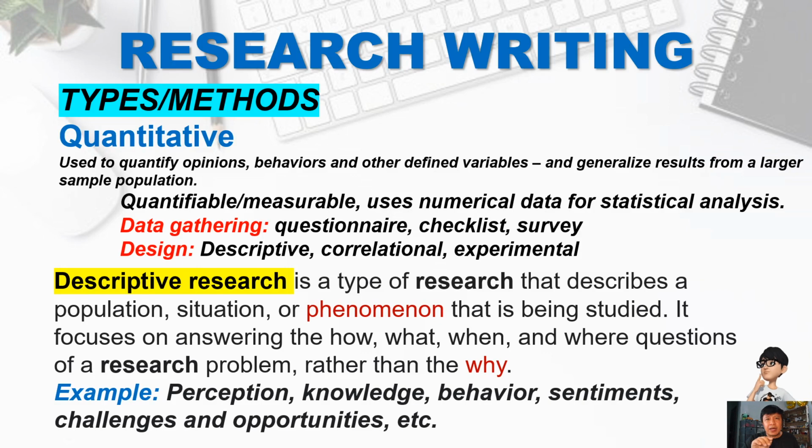How can you use narrative description if you have a numeric value? This will enter when you start interpreting tables. From numeric tables, you describe it by writing narratives on the values that are reflected on that particular table. And then you place it under the table, and this is what we call the interpretation of that particular table. It focuses on answering the how, what, when, and where questions of a research problem rather than the why. So the why is more on the qualitative research.